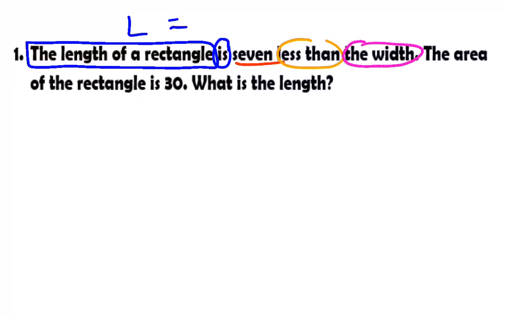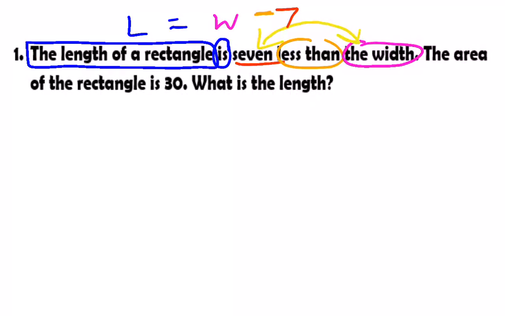So the width we're going to use W, but less than, if you remember from earlier in the year, is a turnaround word. That means I need to switch the things that are on the two sides. Less than is going to be subtraction, and I'm going to switch the sides. So the width is going to come first, and the 7 is going to come second. It's really important that we get that order correct.